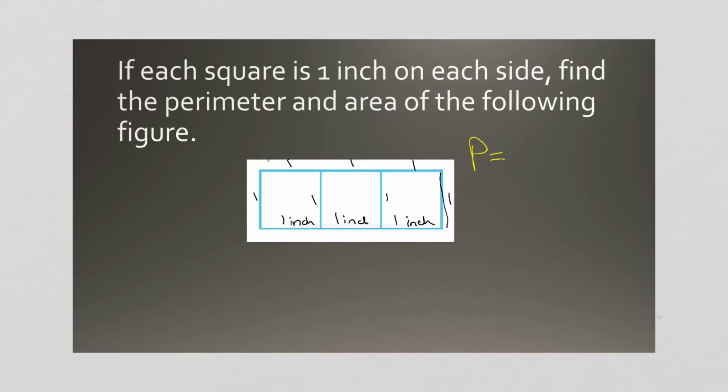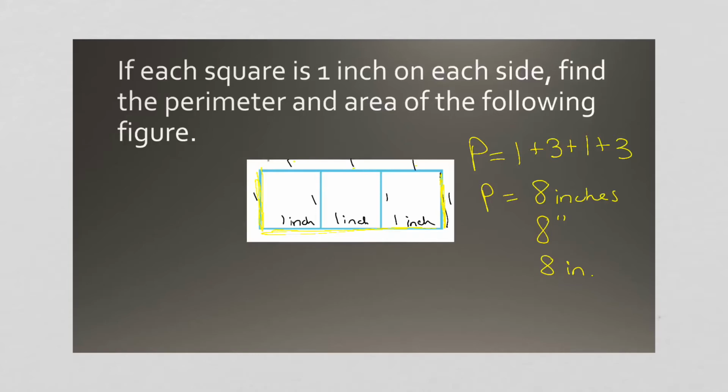So my perimeter is this side right here, so 1 plus this side is 3 plus this side is 1, and then this side is also 3. So my perimeter is 1 plus 3 plus 1 plus 3, which is 8. And they tell us that our unit of measure is inches, so we would say 8 inches. You can also write 8 inches like this, or you could say 8 inches.